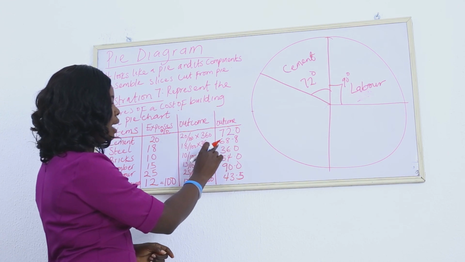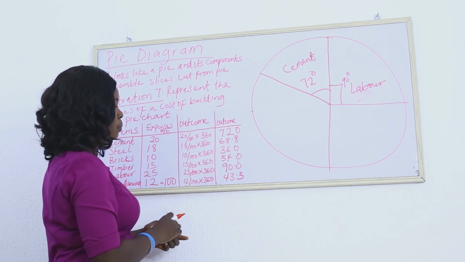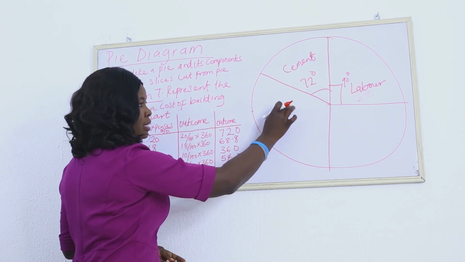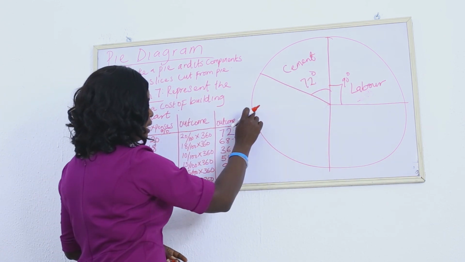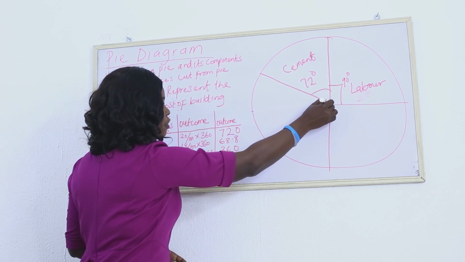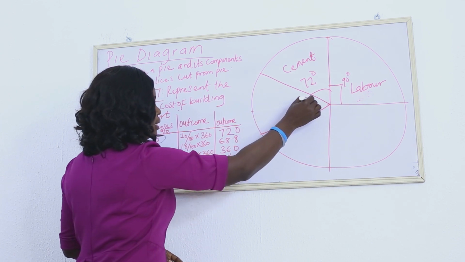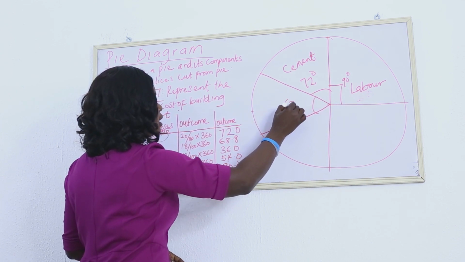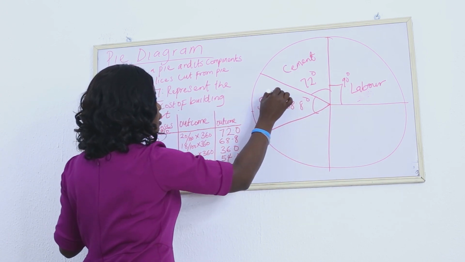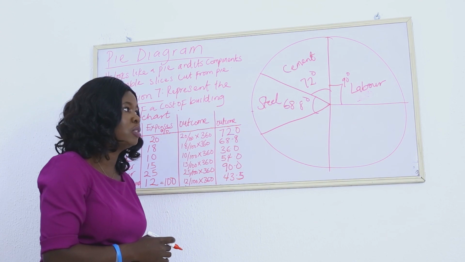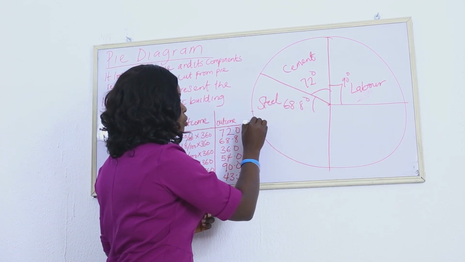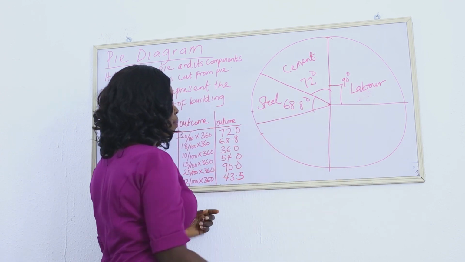So I want to look at this now. This is 68.8. Don't forget, at this point, I still have 18. So the only figure I'm going to remove from this 90 will be 50. So I assume that this will give me 68.8 degrees. If you are drawing in your notes, it should be more accurate than drawing it on the board, because I'm drawing it on the board, that is why I'm not getting a perfect shape.